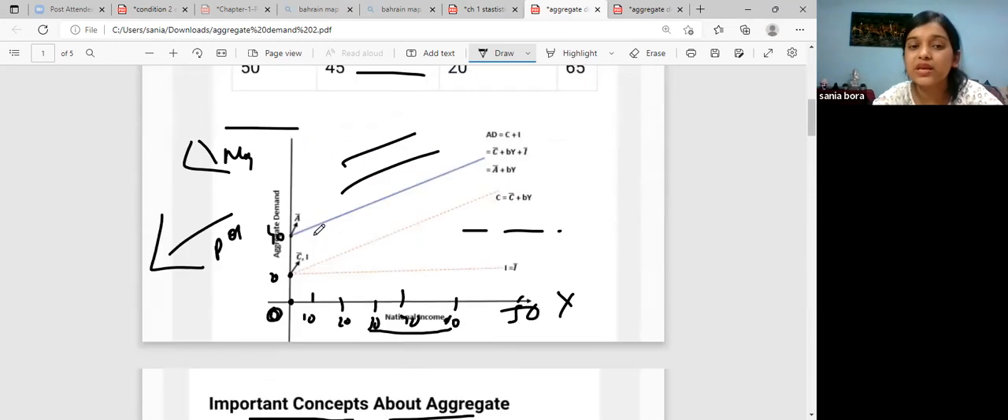So you can see aggregate demand is also not starting from zero. Why? Because in an economy there will be investment and there will be some consumption, and aggregate demand is a mixture of consumption and investment. That's why it cannot be zero. It will always start above zero, not from zero. Clear?